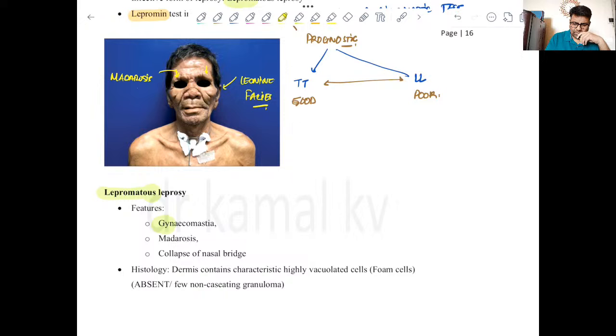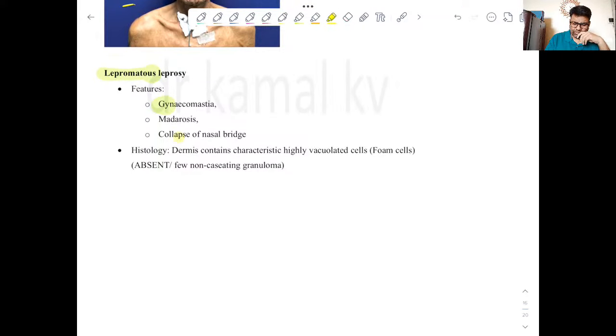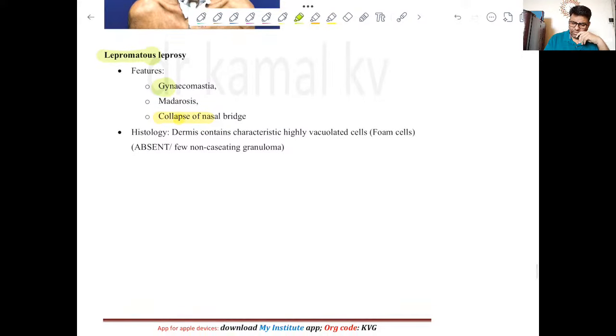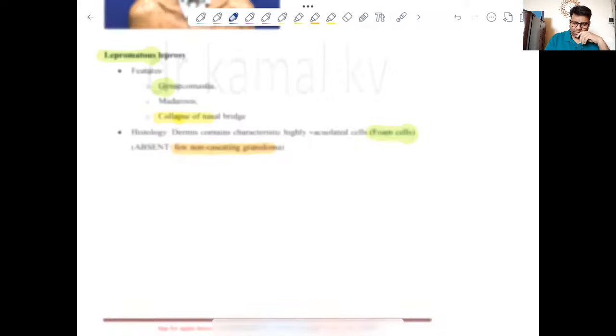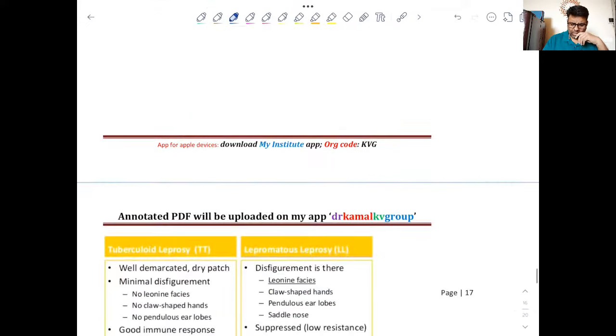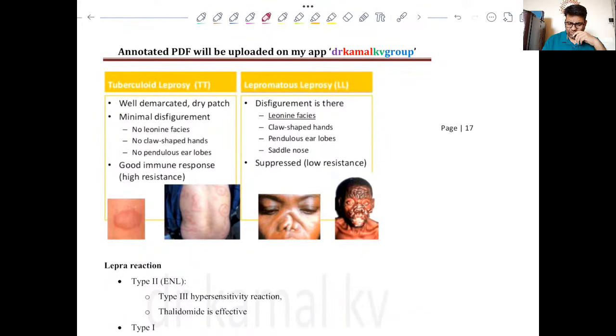And at times, if you see the nose, there is saddle nose, which is collapse of the nasal bridge, right? So this is the collapse of the nasal bridge. Then madarosis is loss of eyebrows. Now on histology, we can see foamy histiocytes and very few non-caseating granuloma, because this is more suggestive of the tubercular leprosy. Just the basic difference between the 2 varieties. Lepromatous is quite easy to identify.